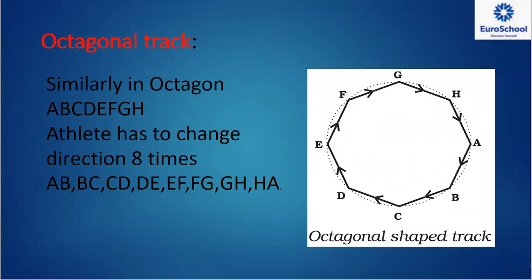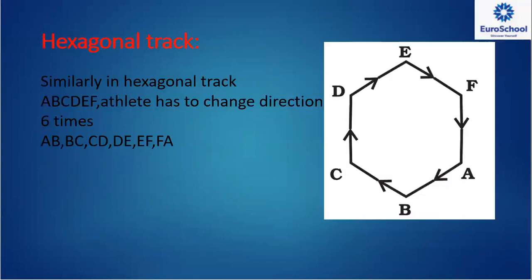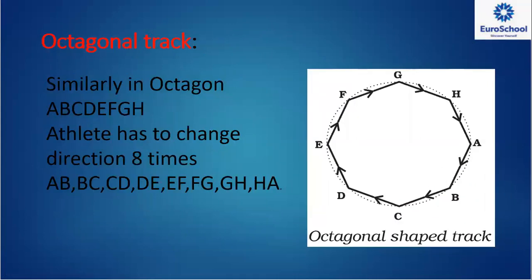So we have seen the rectangular track, hexagonal track, and octagonal track, in which the athlete has to change direction many times. When I talk about hexagonal, octagonal, rectangular, you have edges. If you observe from rectangular to hexagonal track, the edges have increased. From hexagonal track to octagonal track, the edges have also increased. We are increasing the number of edges.